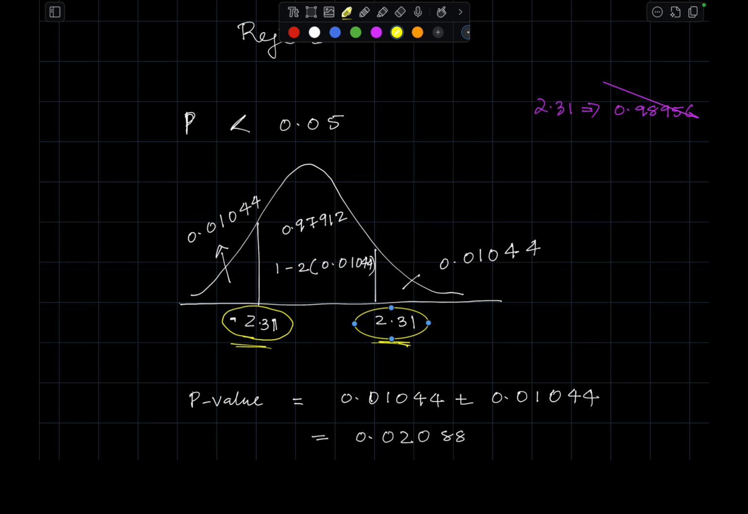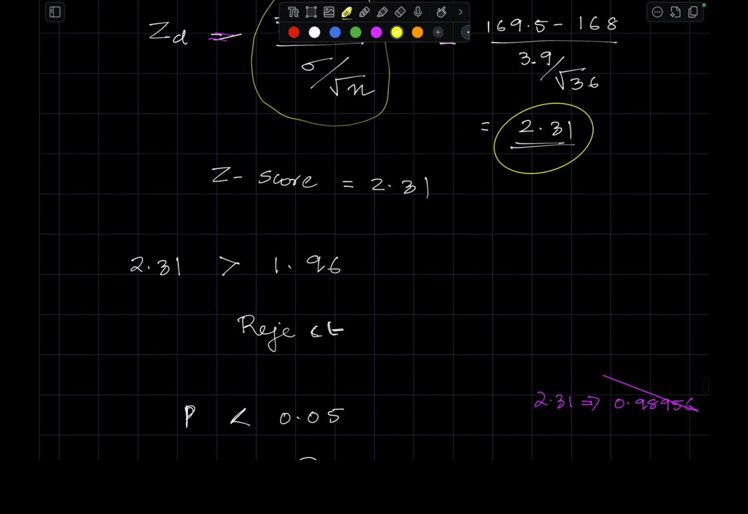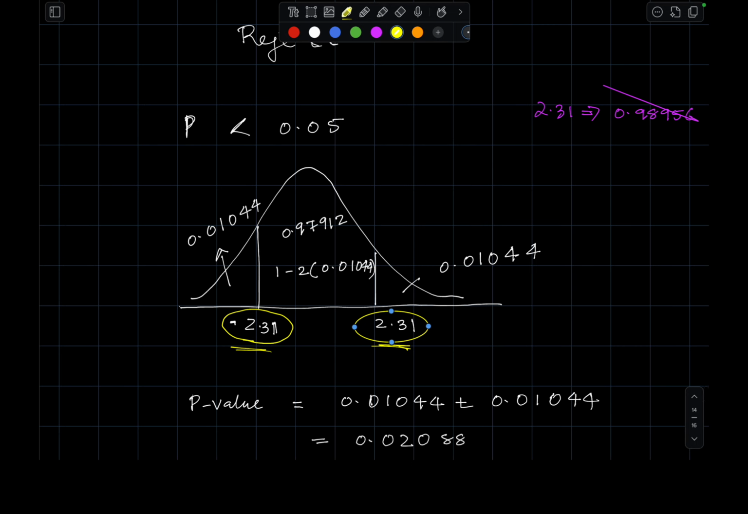Okay, yeah, that is on the table now. No, 2.31 is calculated from the data. And then we have to look again into the table for this 2.31. 2.31 in the table corresponds to an area of 0.98956.